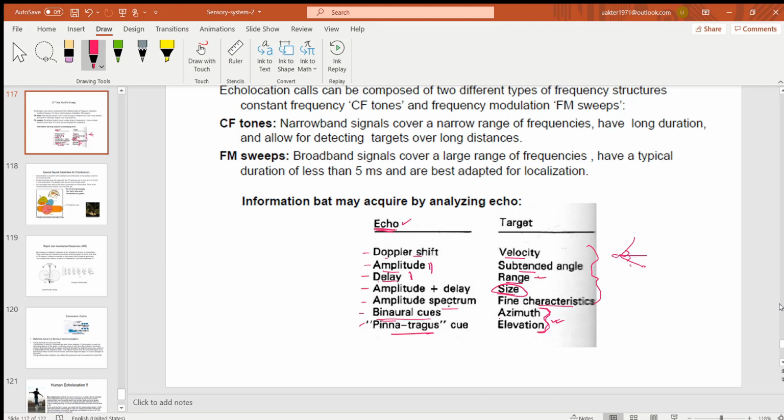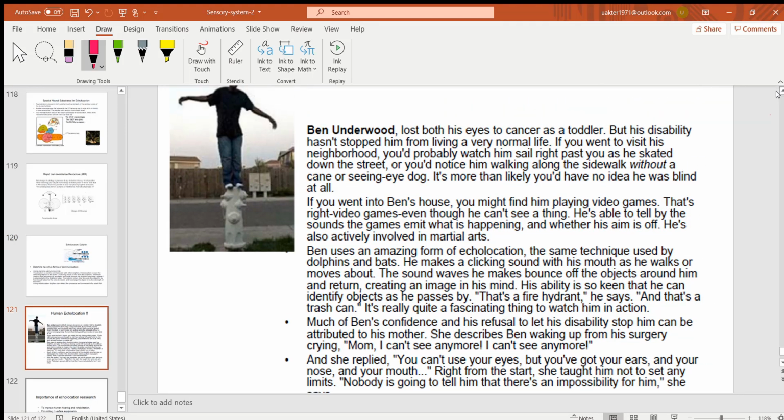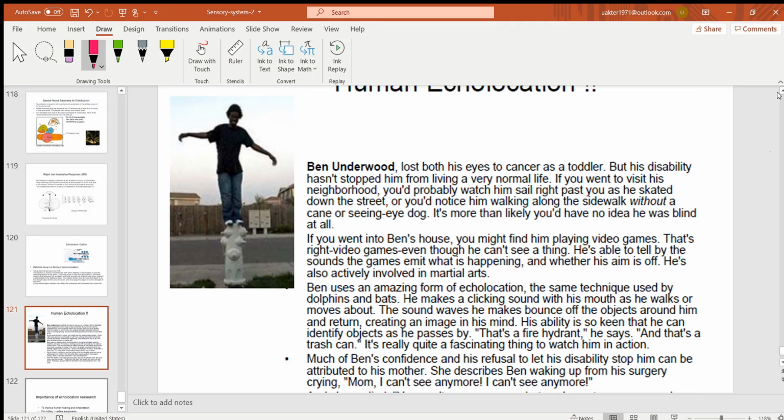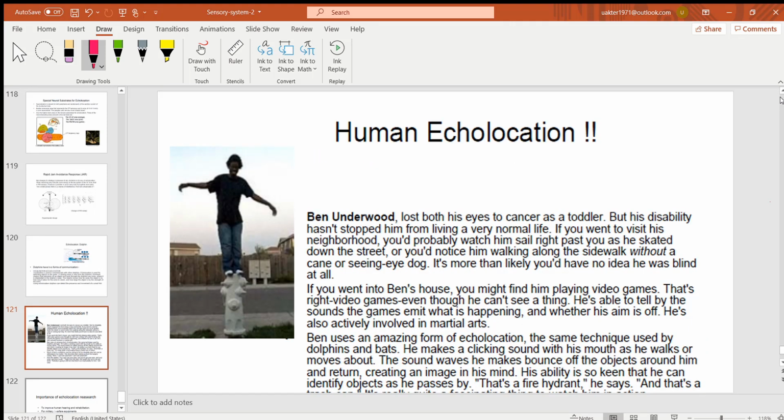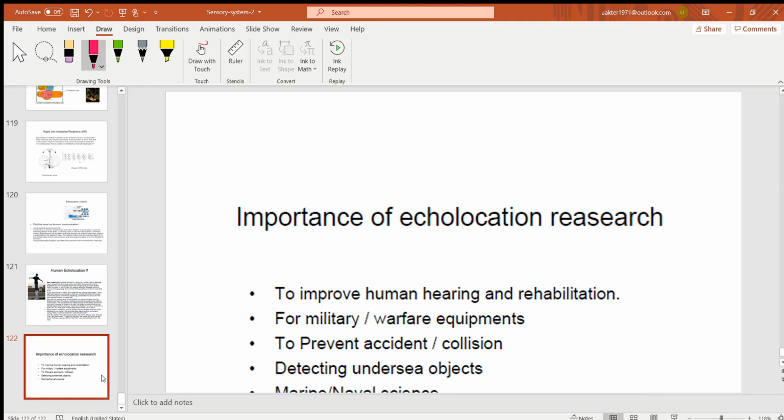Okay, this is the boy I was talking about, Ben. He was very good in using echolocation and was able to move around, play and bike. He learned how to analyze the echo. His brain learned, and that means you can of course improve your capacity of the brain to use the echolocation.